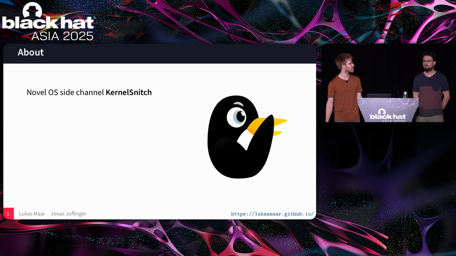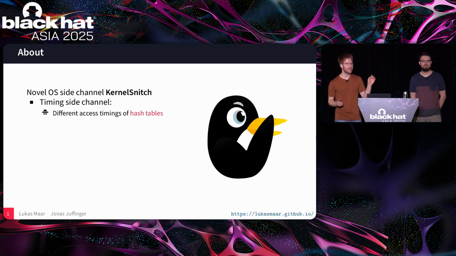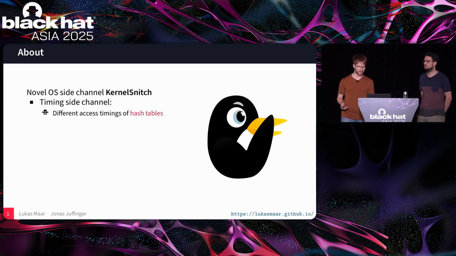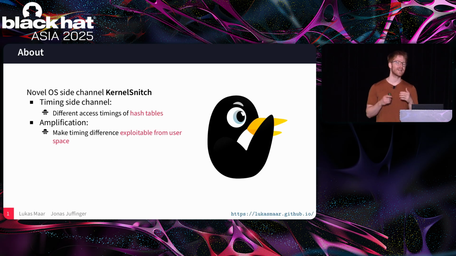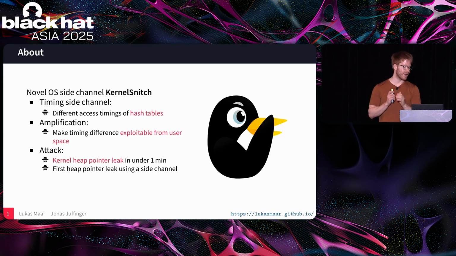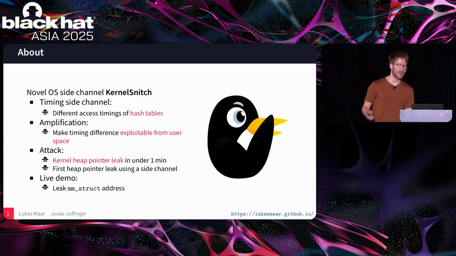This presentation is about KernelSnitch, a novel operating system side channel. KernelSnitch exploits the timing that accesses of hash tables have different timing accesses. In this presentation, we also present information leakage amplification to make this timing difference exploitable from user space as unprivileged and untrusted users. Also, we present a kernel heap pointer leak in under 1 minute. Crucially, this is the first kernel heap pointer leak using a side channel. And lastly, we will show a live presentation where we leak the struct on this laptop, where we currently play the presentation.